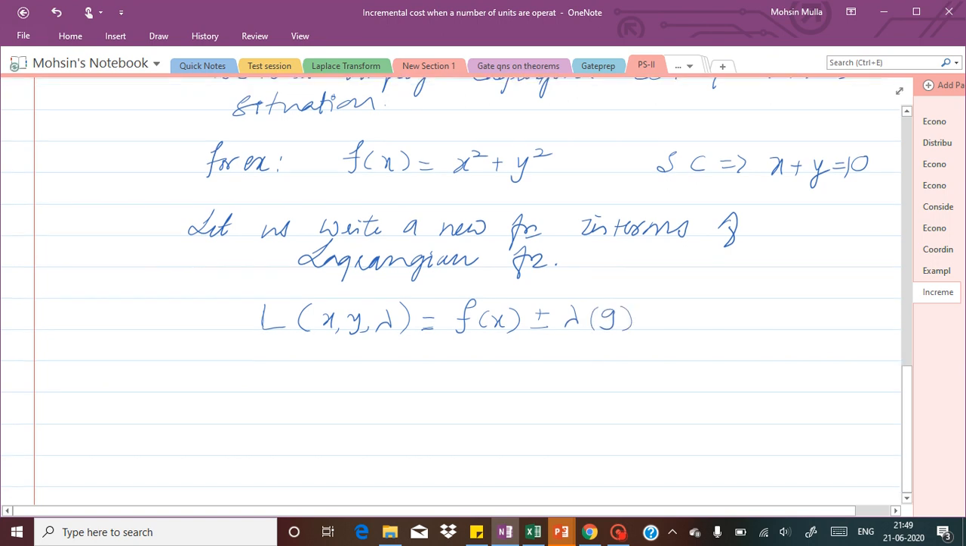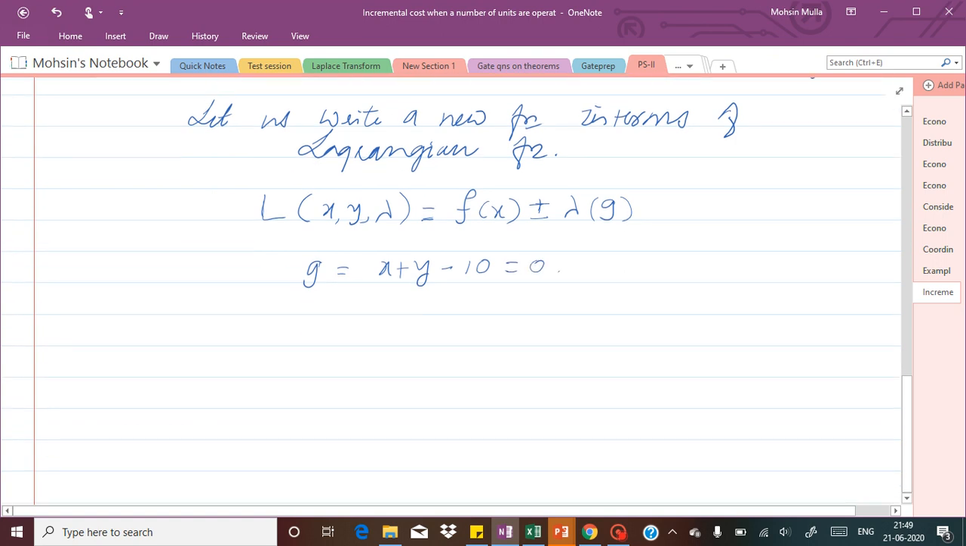Now here, what is that g? This g is the equality condition, or you can say the compulsory condition that we need to satisfy. So that is the necessary condition to be satisfied. Here g is nothing but x plus y minus 10, and that is the condition, equal to 0. So now we can write this Lagrangian function L of x, y, lambda equal to f of x.